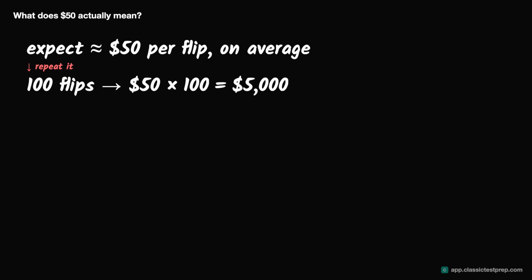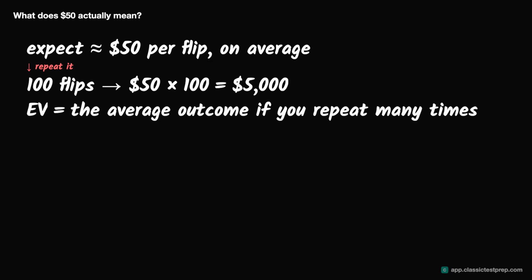So this is what expected value means. It is the average outcome you would expect to see if you repeat an event many times. It is the average outcome you'd expect when you flip a coin for a certain amount of money, or when you roll a die, which will be our next example.